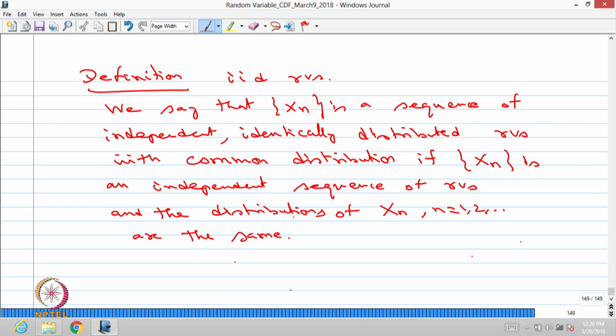Whenever we say the sequence of random variables are IID, that means the first I comes from here, the second I comes from here, the D comes from here. Whenever we say the collection of random variables or the sequence of random variables are IID, that means they are mutually independent as well as the distributions are same. Whenever the distributions of a few random variables are same as well as all those random variables are mutually independent, then we can conclude that the collection of random variables are IID random variables.